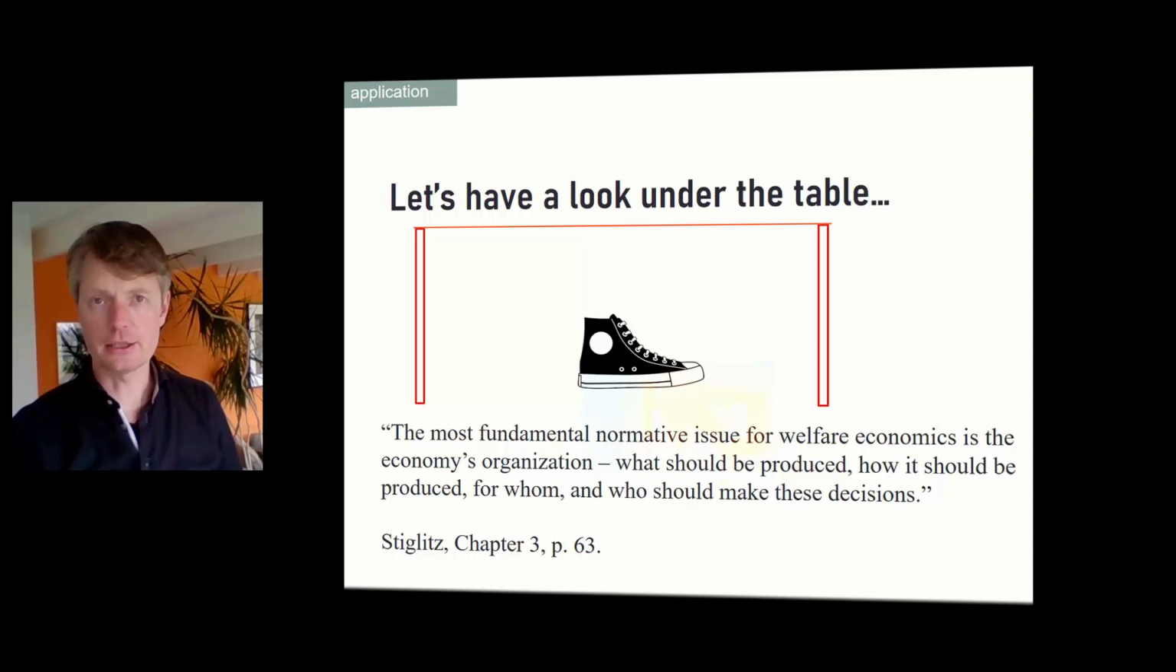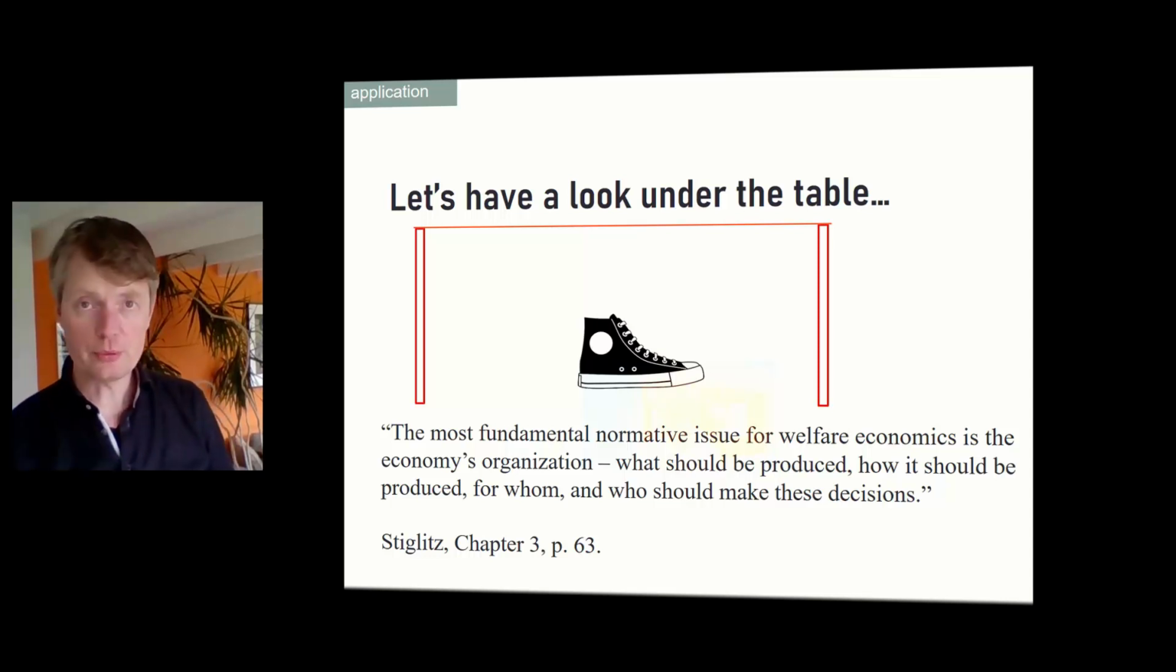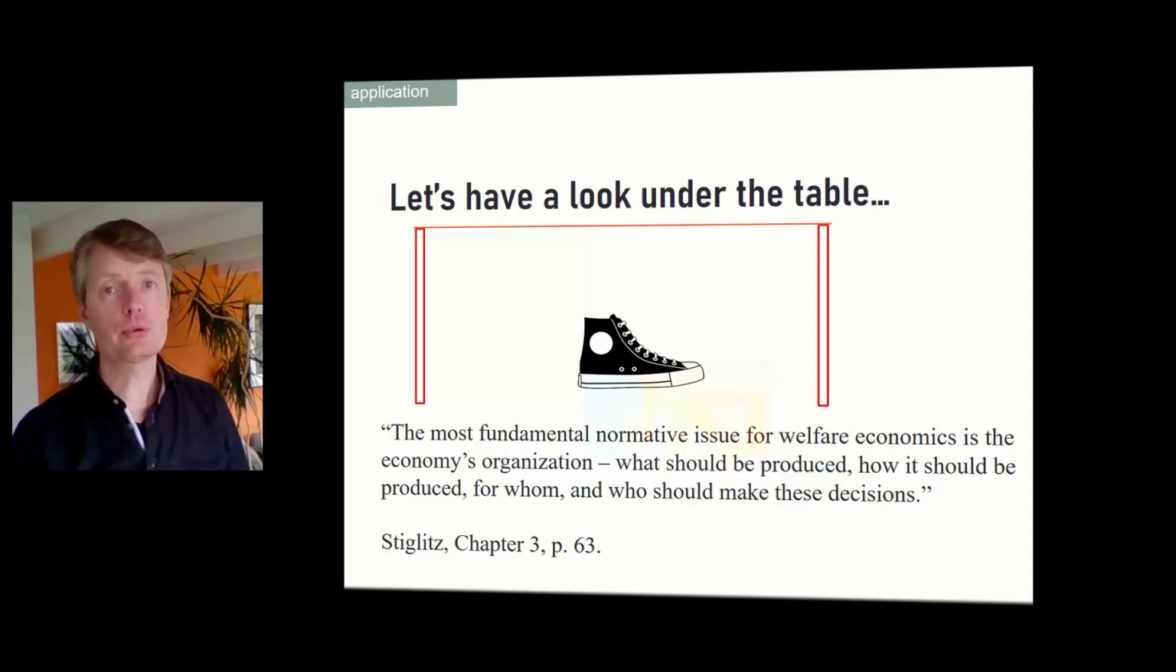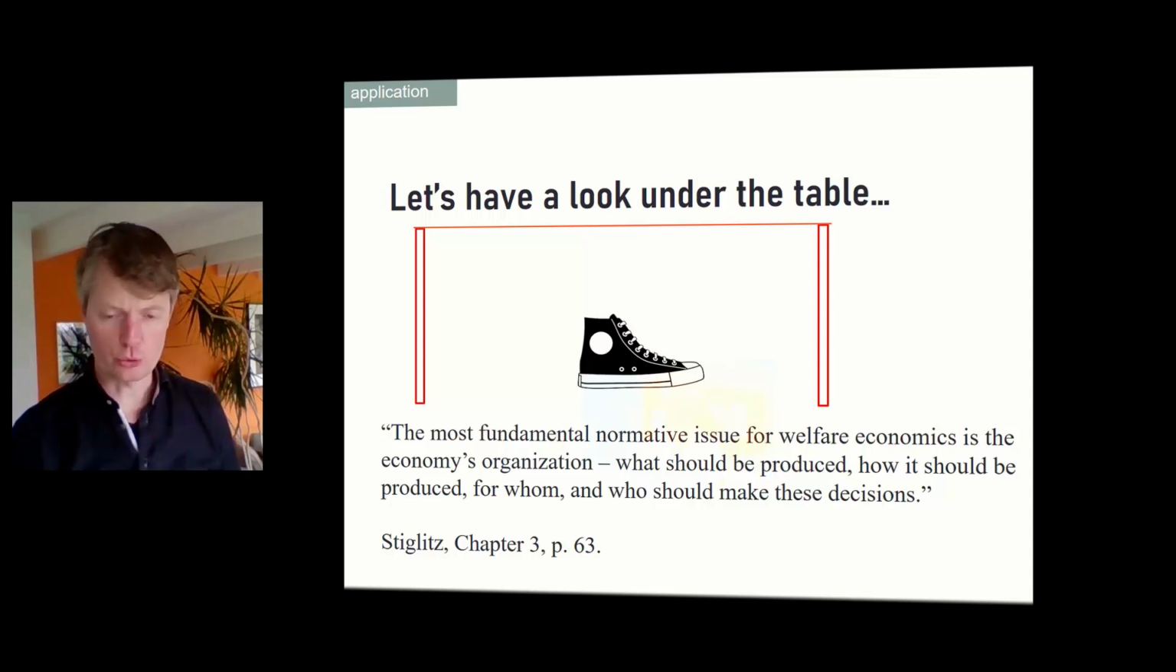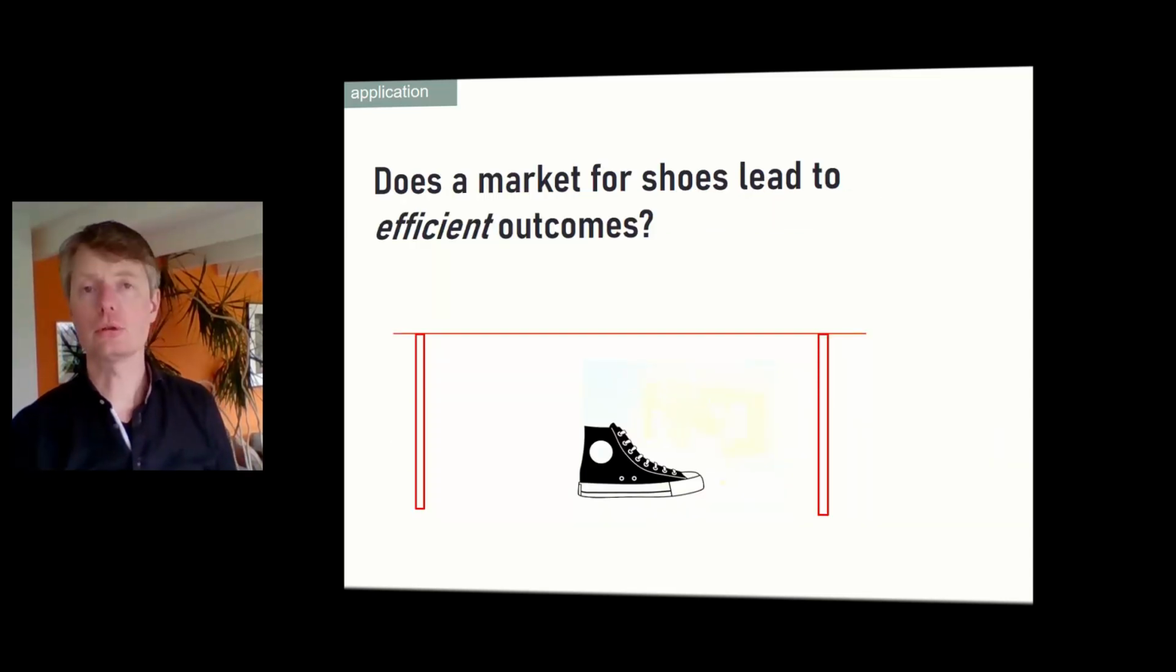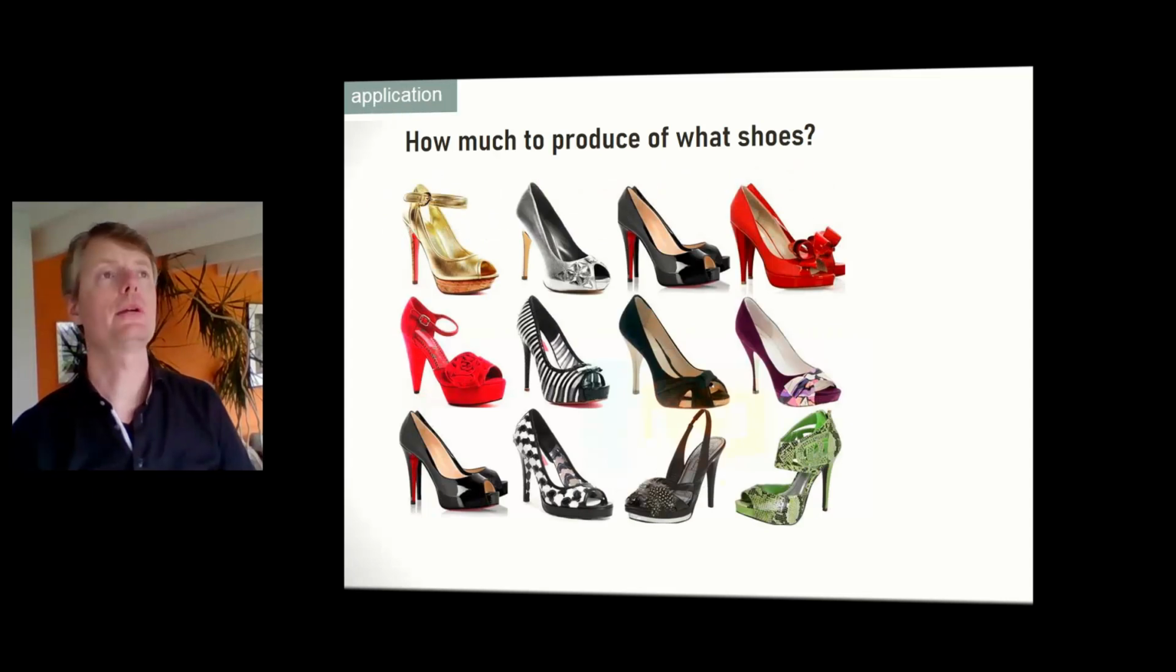And in the terms of our textbook's author, we'll address the following. The most fundamental normative issue for welfare economics is the economy's organization. What should be produced? How should it be produced? For whom? And who should make those decisions? And that's a nice sentence, right? But let's apply it to something very mundane, namely our shoes. And so does the market for shoes lead to efficient outcomes?